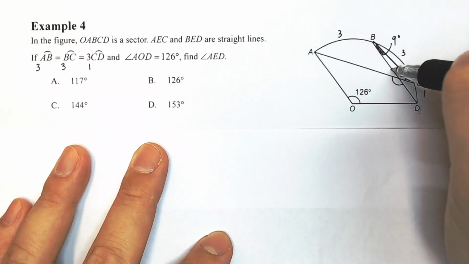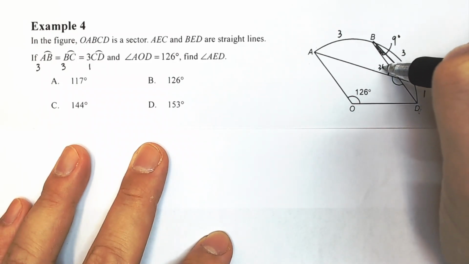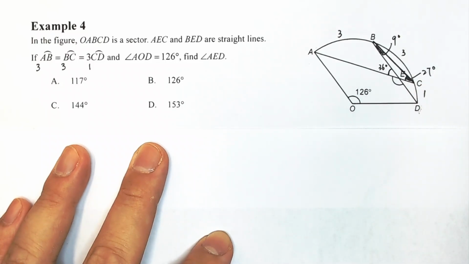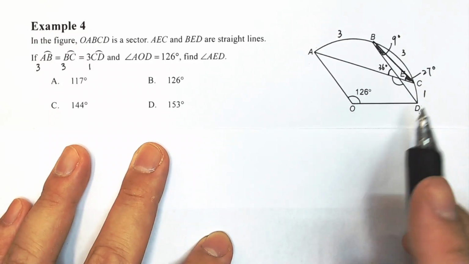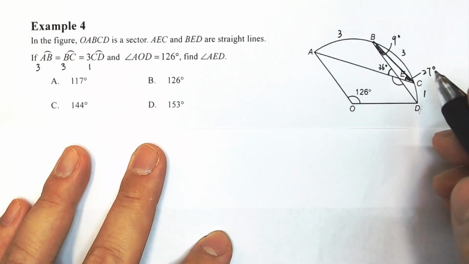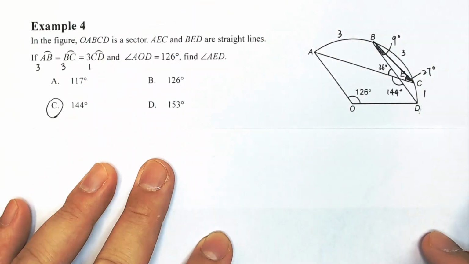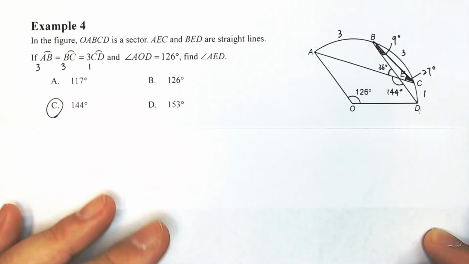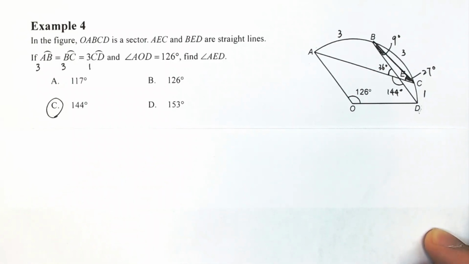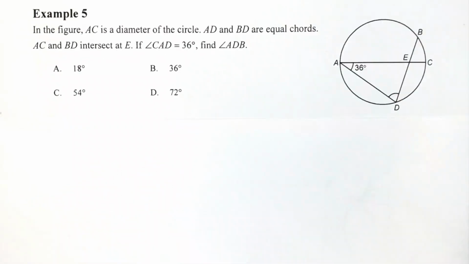So you know that by exterior angle of triangle it is 36 degrees, and by adjacent angles on straight line it is 144 degrees. Okay, 144 degrees. So the answer is C. Okay, so this is example 4.